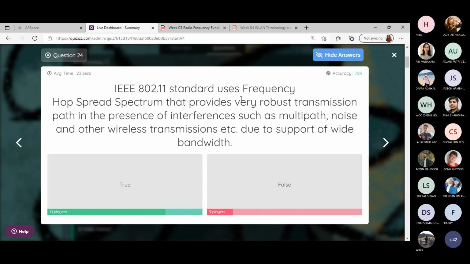IEEE 802.11 uses frequency hopping spread spectrum that provides very robust transmission. Okay, this one is true. Because frequency hopping spread spectrum, that's correct for 802.11. That's why if there's any interference, it's actually more on collision avoidance. Remember the concept CSMA, not collision detection, right? Avoidance. All right.